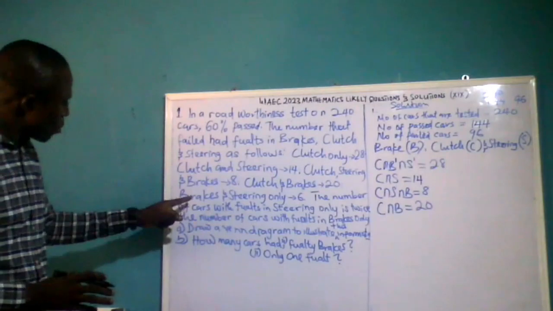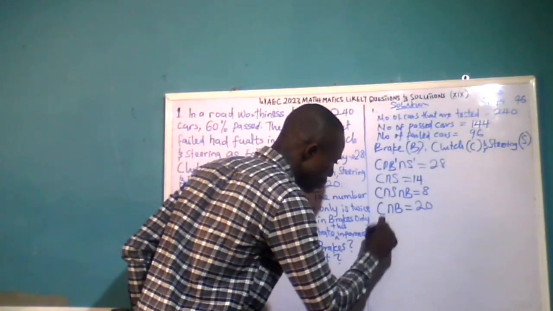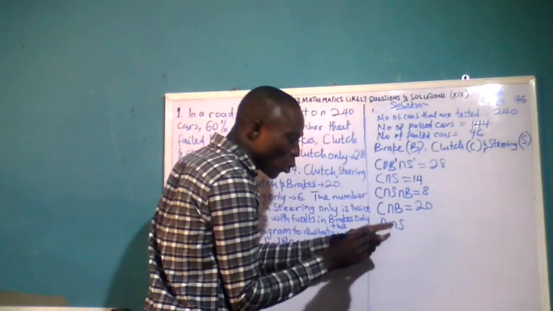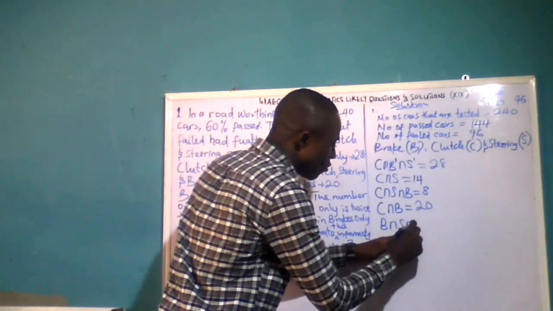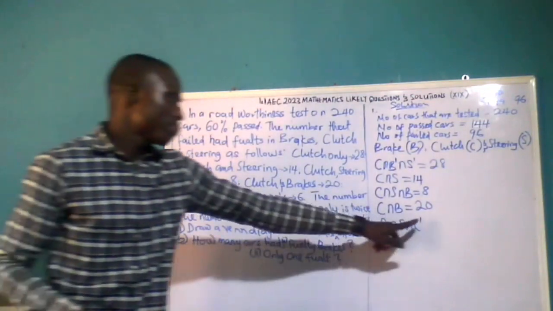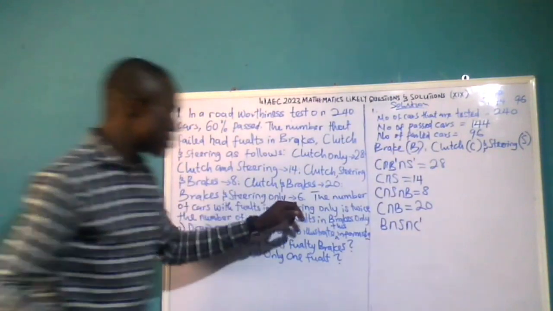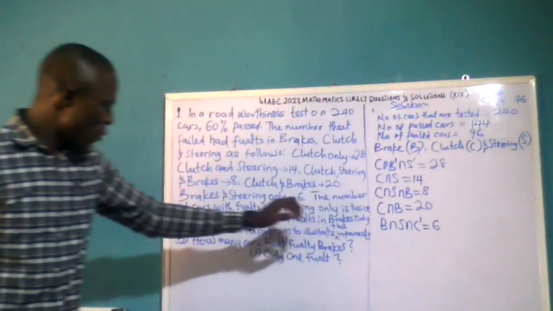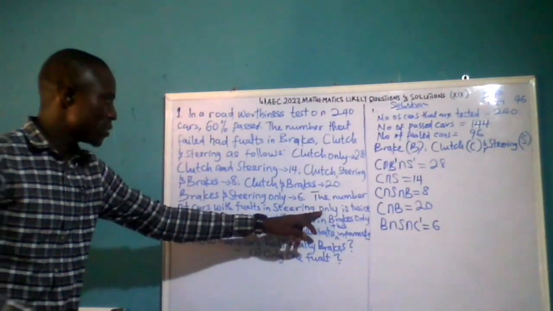The next thing is brakes and steerings only. Brake intersection steering only, with the information only, does mean that no fault in any other thing, no fault in clutch, that is clutch complement, are given to be 6. That's equal to 6. And we are told that the number of cars with fault in steering only.